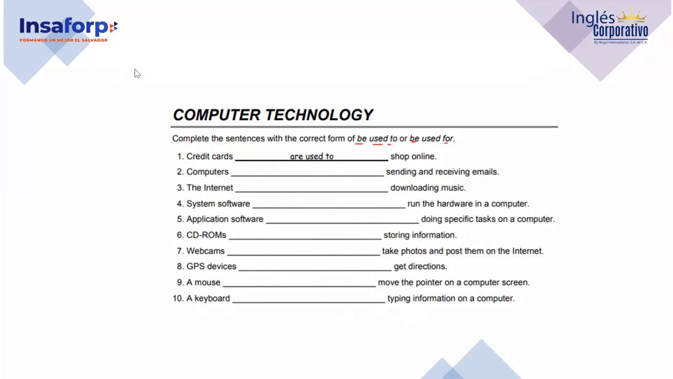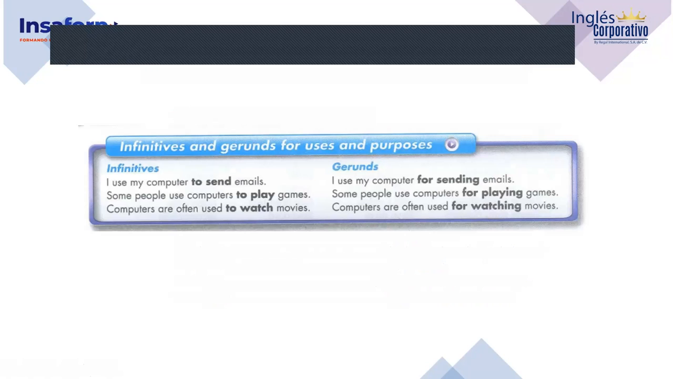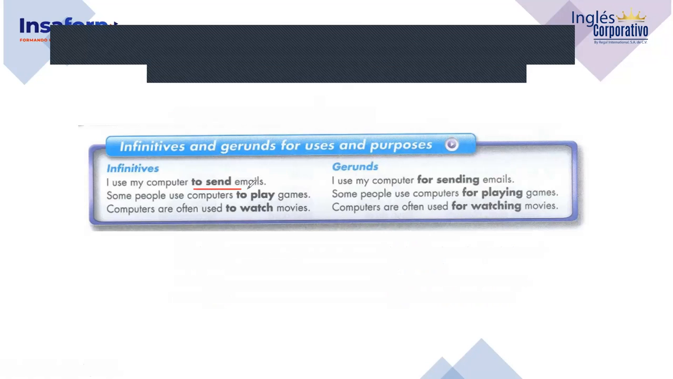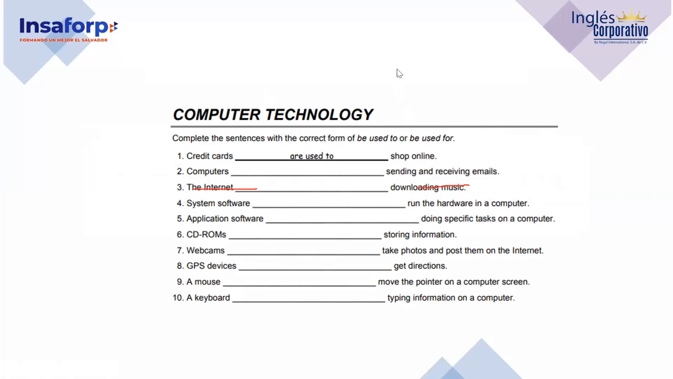What is the difference between "used to" or "used for"? Oh, what is the difference between... yes. Okay, so give me a minute. If you notice in the previous exercise, in the previous grammar structure, which is this one, here we have the difference. You need to be careful with this one, okay? That is the difference. Both of them mean the same. However, here we're gonna use "to", and here we're gonna use "for". After "to", we have the verb in infinitive, and after "for", we have the verb with ing, which is gerund.